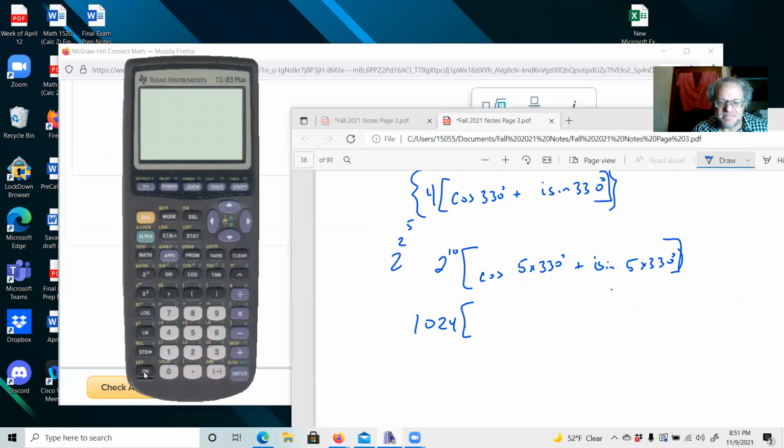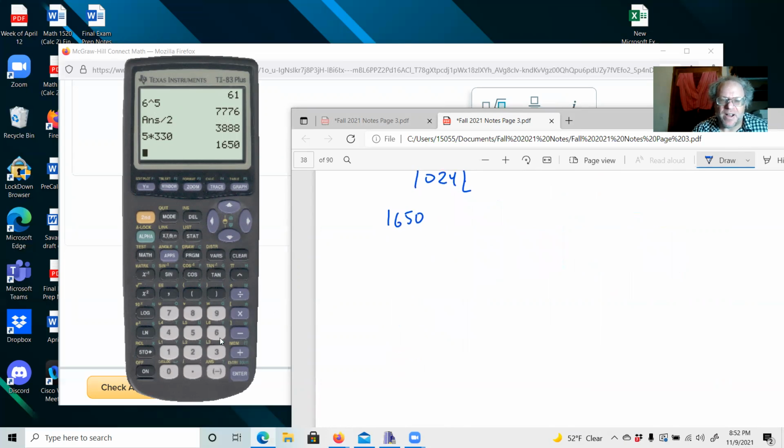5 times 330, so this is equal to 1,650 degrees. Now I don't know how many times, but I just want to know how many times around the circle we went, so 360 into 1650. Okay, we went around 4 times.